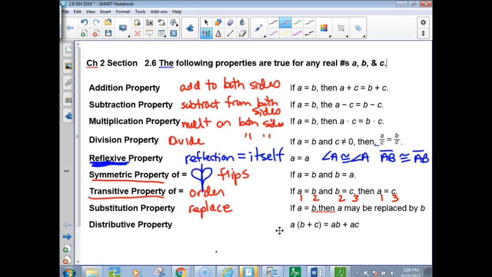And you've been doing the distributive property for years. That's when you multiply through the parentheses.